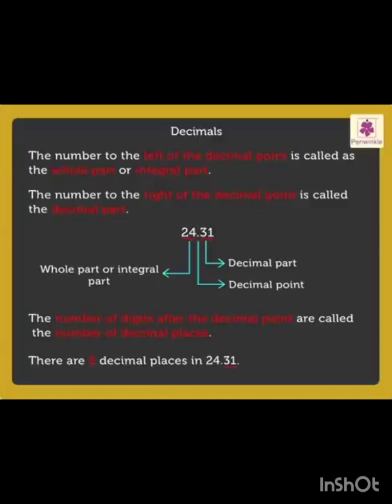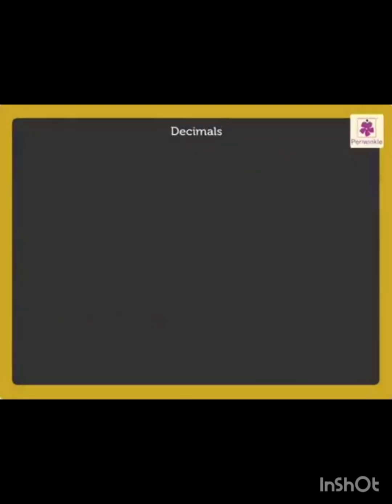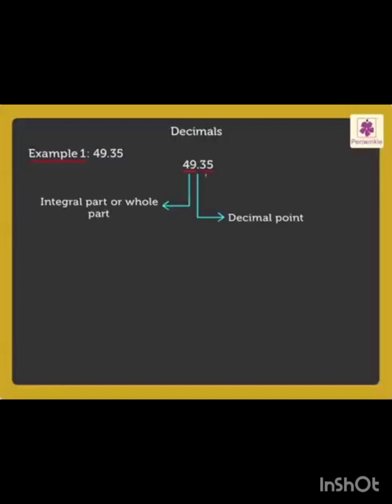Now, let's look at a few examples. 49.35. 49 is the integral part. The dot in between 49 and 35 is the decimal point. 35 is the decimal part. It is read as 49.35. Look, there are two decimal places in 49.35.